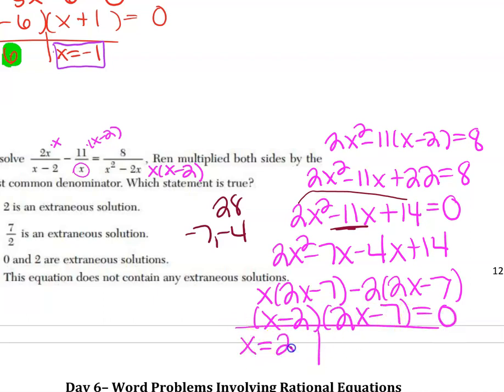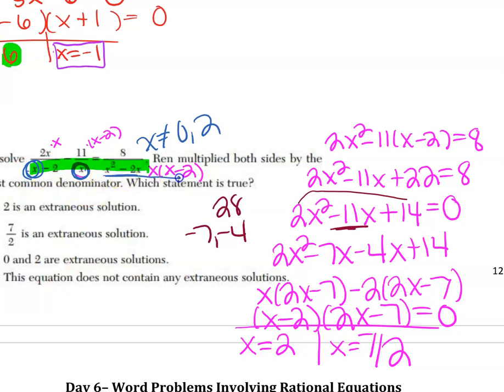Which means we get roots of 2 and 7/2. Now again, go back to the original equation. If I look at that denominator, I'm seeing two restrictions. I'm seeing I cannot have 0 or 2. 0 would cause that to go undefined. 2 would cause that to go undefined, and either one would cause this to go undefined. Now, when I look at my answers, I cannot have a solution of 2, so that means this is your extraneous solution, and that's your actual solution.